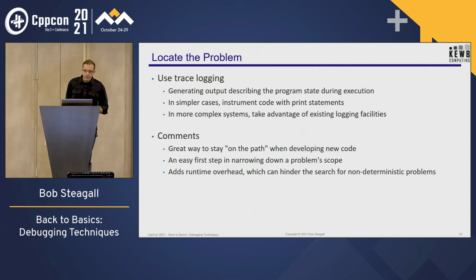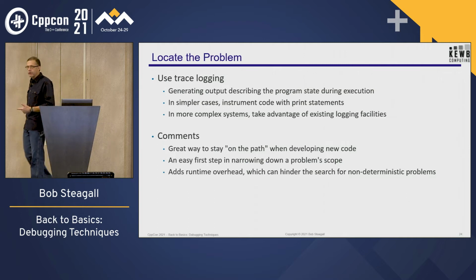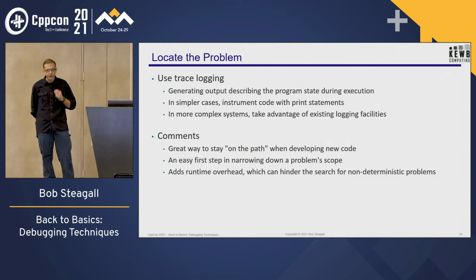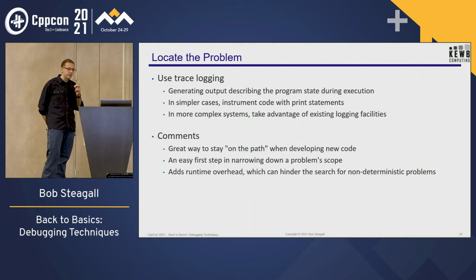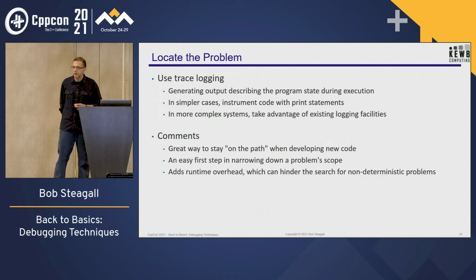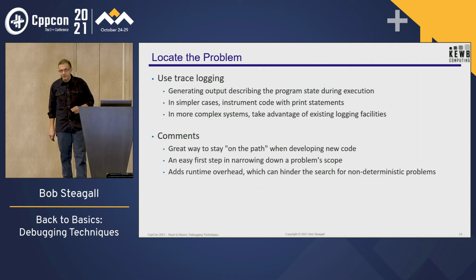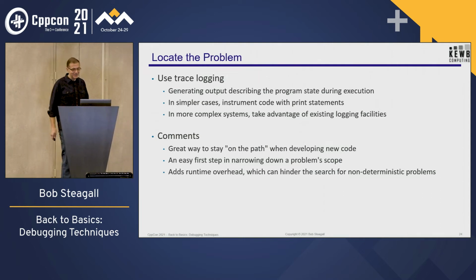However, one of the problems with trace logging is it adds runtime overhead. And this can be a problem with non-deterministic issues, right? That runtime overhead could be just enough to cause the race conditions to not occur. So if you add logging and your problem goes away, well, your problem is probably bigger than you think it is.